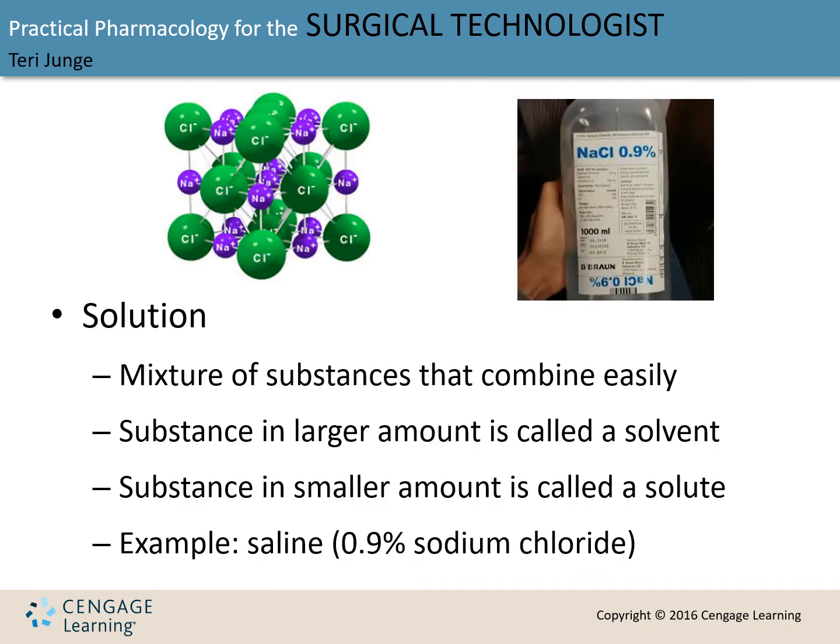Now, a solution is a mixture of two or more substances that do combine easily and is considered a homogeneous liquid. The substance that is the larger amount is typically referred to as the solvent, and the substance that's the smaller amount is typically referred to as the solute. This is like putting sugar in your coffee, let's say, or in your tea. The coffee or the tea is going to be the solvent, and the sugar is going to be the solute. An example that the book gives here is saline.